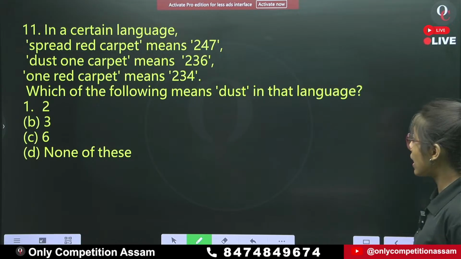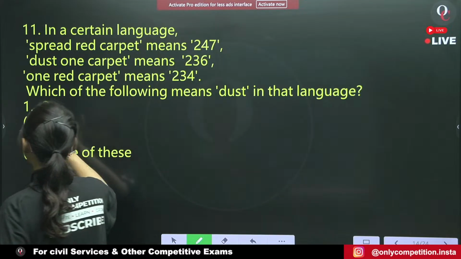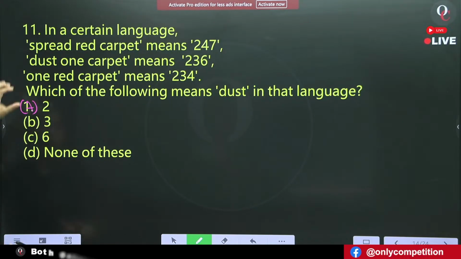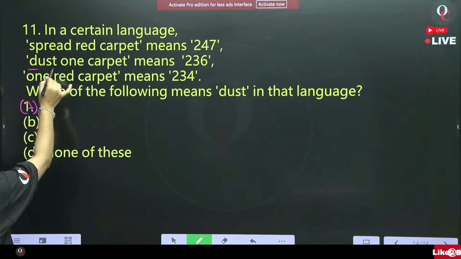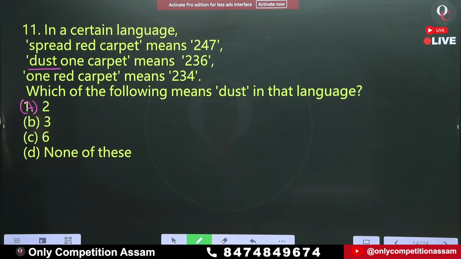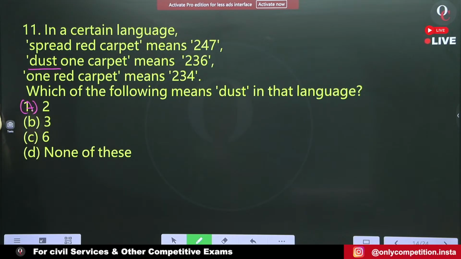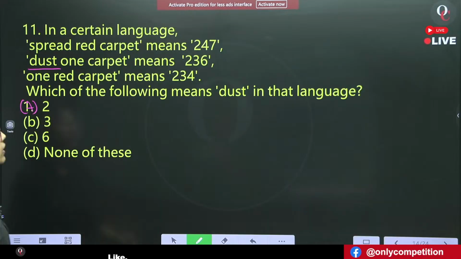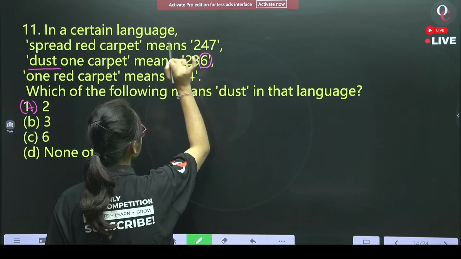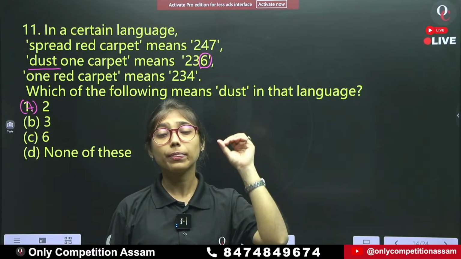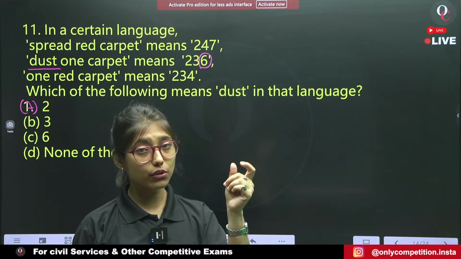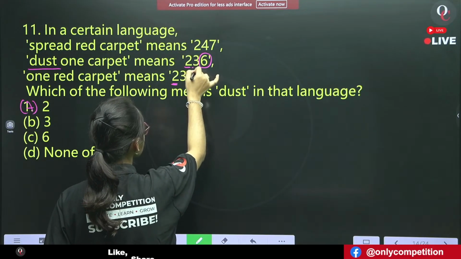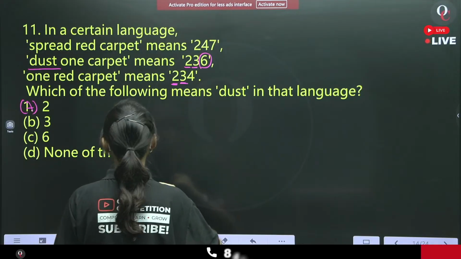Next. Which of the following means dust in that particular language? You need to find the code for dust. Now just have a look in this particular question. Dust is in the second sentence and no other sentence contains dust. That means dust will have one unique number. It will be 6, because 6 is in only the second sentence and therefore 6 will be the unique code for dust. Otherwise 2 is in second sentence and third sentence, 3 is also in second sentence and third sentence, which represents one and carpet.